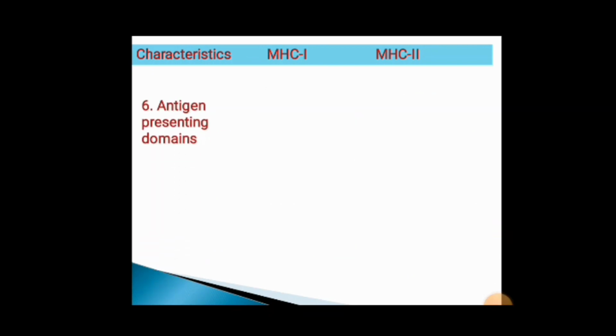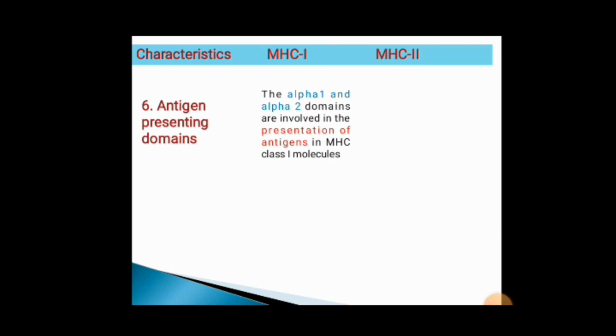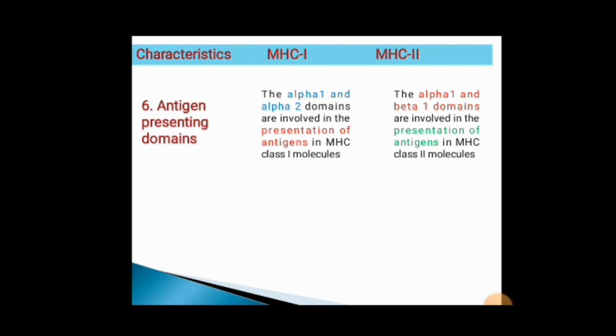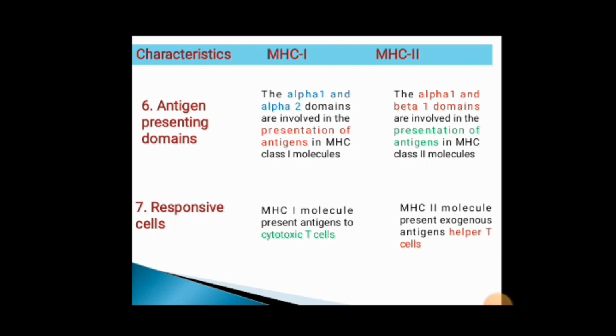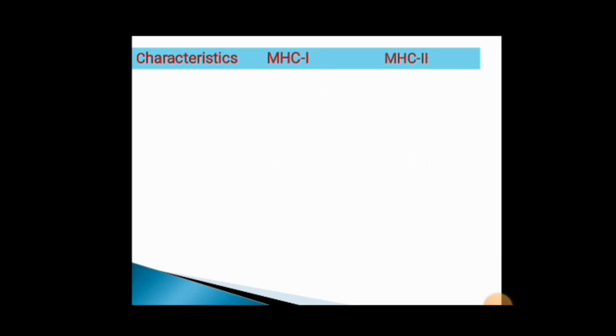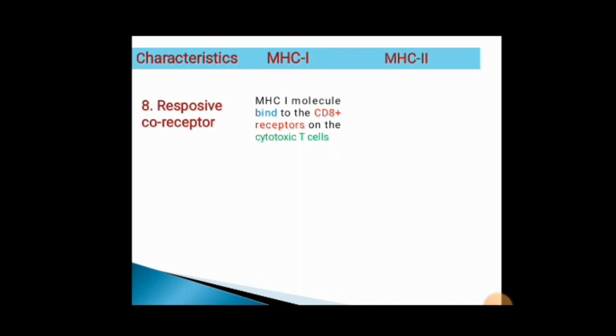Next, the antigen presenting domains. The alpha-1 and alpha-2 domains are involved in the presentation of antigens in MHC I molecules, whereas the alpha-1 and beta-1 domains are involved in the presentation of antigens in MHC II molecules. The responsive cells. MHC I molecules present antigen to cytotoxic T cells, whereas MHC II molecules present exogenous antigens to helper T cells. Number 8 is the responsive co-receptor. MHC I molecule binds to the CD8+ receptor on the cytotoxic T cell, whereas MHC II molecules bind to the CD4+ receptor on the helper T cells.